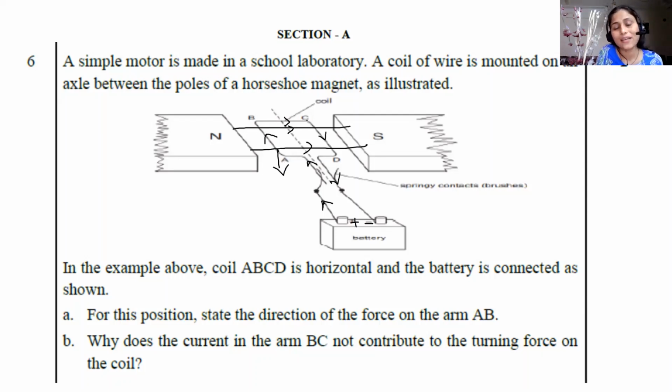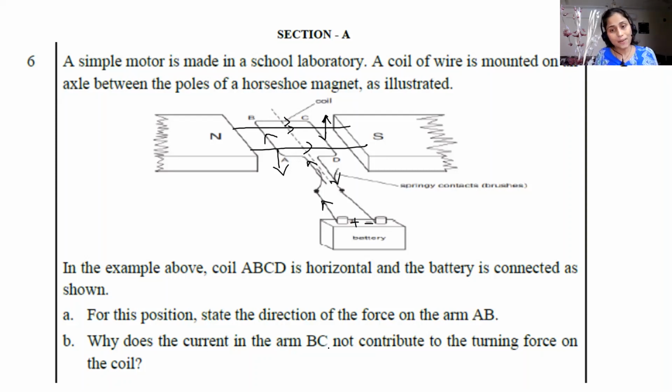Similarly, because here the current is reversed, you will find that the force will be acting in the upward direction here, although you don't have to find that out. So what will be the answer of part A? For this position, the direction of force on the arm AB is in the downward direction.